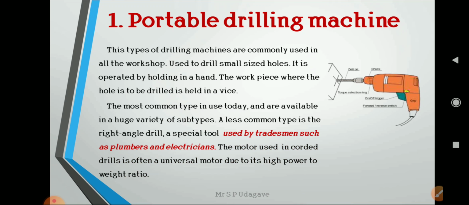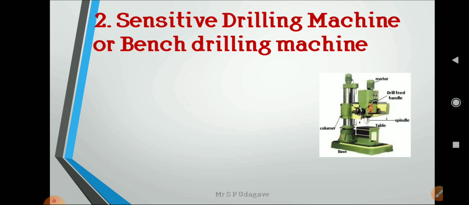in use today is available in a wide variety and subtypes, classified according to their objectives and final function. The less common type is the right angle drill, a special tool used by tradesmen such as plumbers and electricians. The motor used in corded drills is often a universal motor due to its high power to weight ratio.